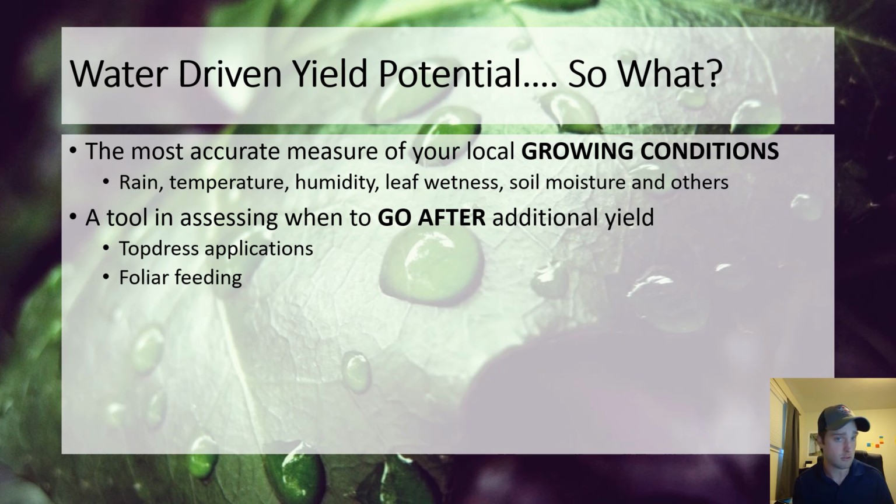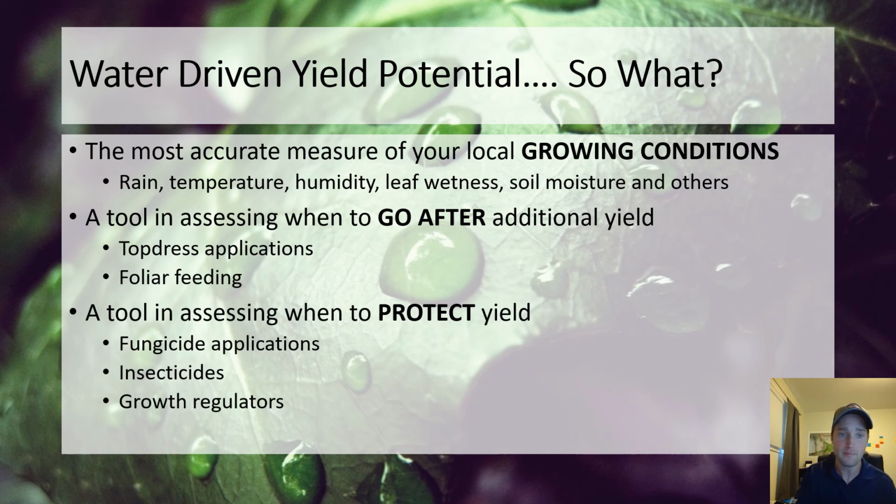Or do I need extra groceries, right? And so that usually lends itself into a discussion on top dress applications or foliar feeding. Is there potential for some phosphorus deficiencies that's going to stop me from capturing that additional yield that Mother Nature has given us the opportunity to go after?